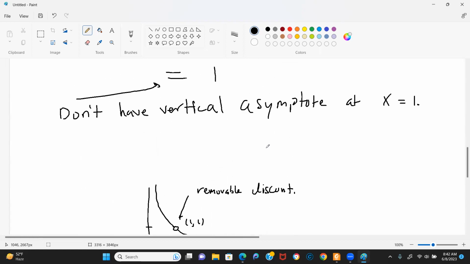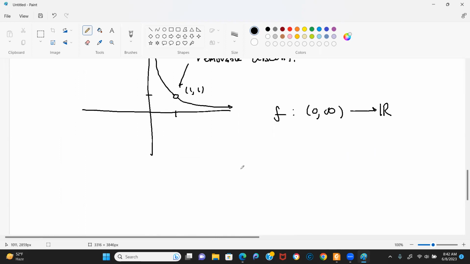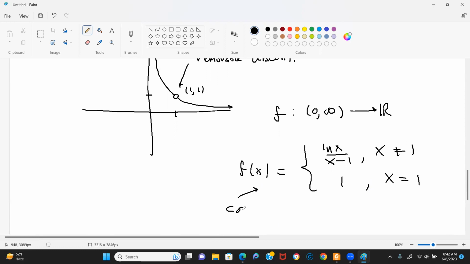So in other words, you can redefine the function so that it is continuous there. You could define this function from the positive numbers to R, with f of x equal to ln of x over x minus 1 if x is not equal to 1, and then just define it to be 1 when x is 1. And this will be continuous.